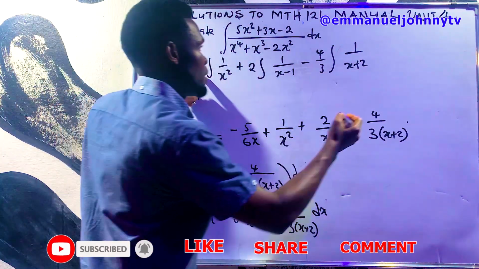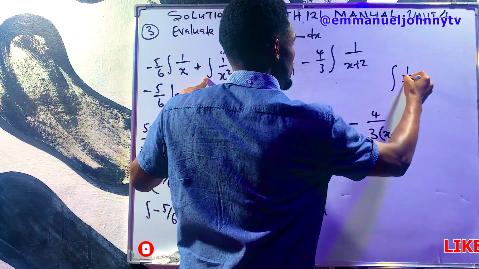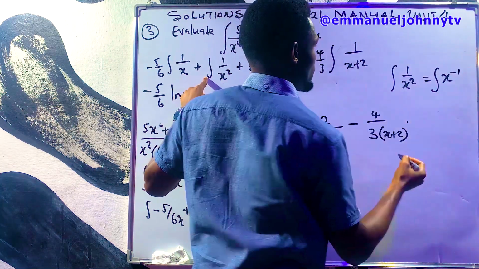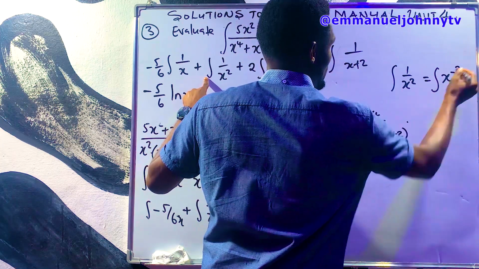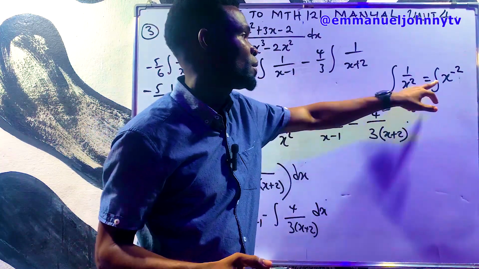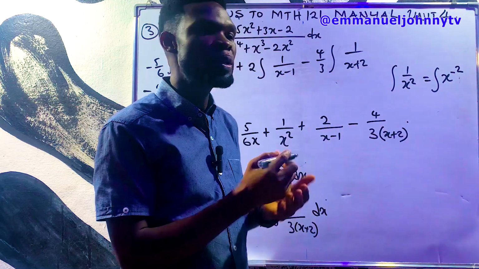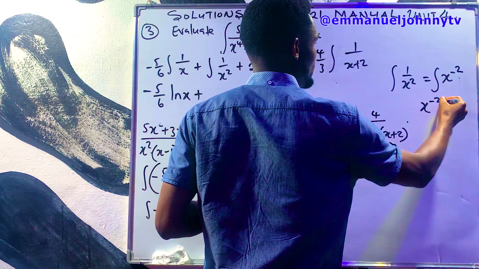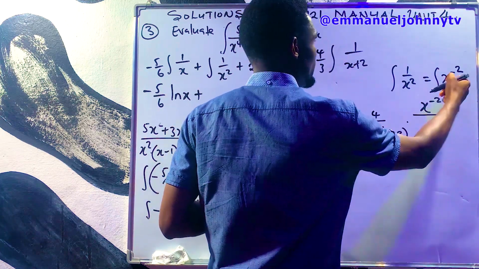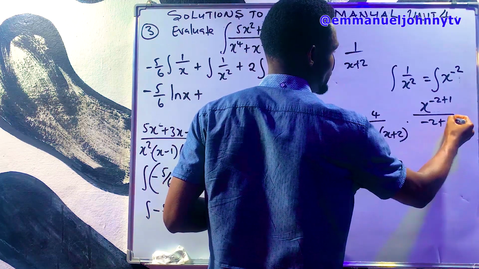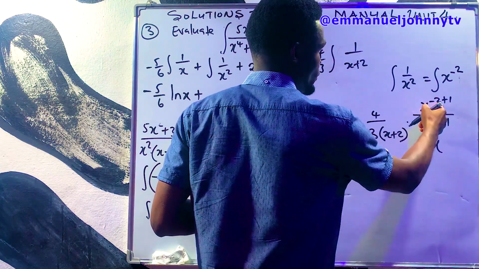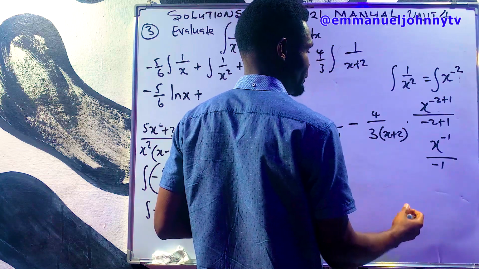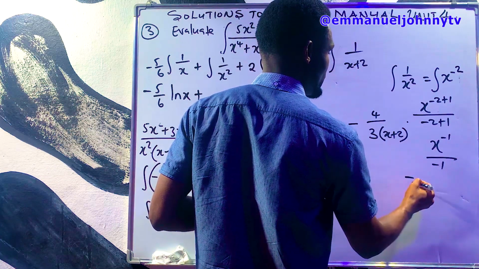But this integral of 1 over x squared can be written as the integral of x raised to the power minus 2. Of course, 1 over x squared is the same thing as x raised to the power minus 2. So how do we integrate? Don't forget, you add 1 to the power, so that will be x raised to the power minus 2 plus 1, all over, divided by the new power, which is minus 2 plus 1. So that is x raised to the power minus 2 plus 1, which is minus 1, all over minus 2 plus 1, which is minus 1.